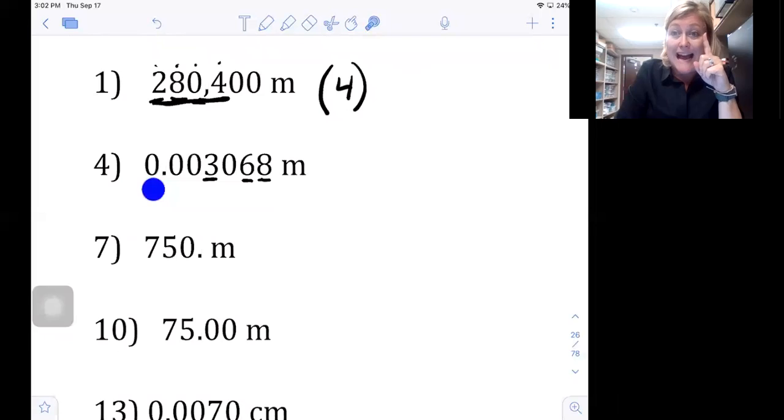Then we go, is the last digit a 0? So we go to the end of the number, is the last digit a 0? And the answer is no. That means these zeros don't count because you answered no to that second question, okay?